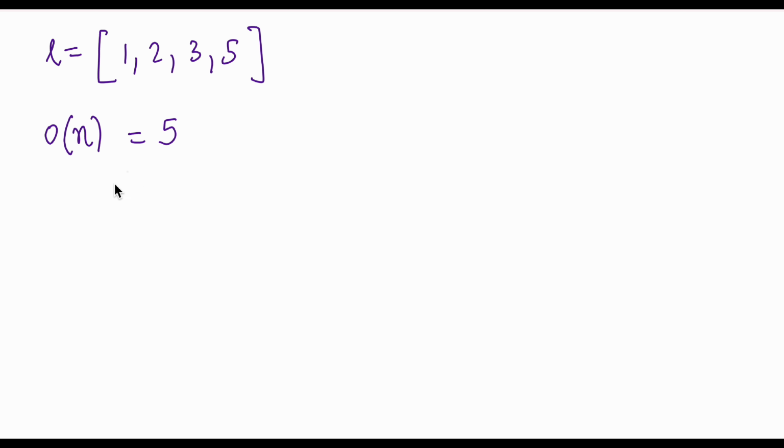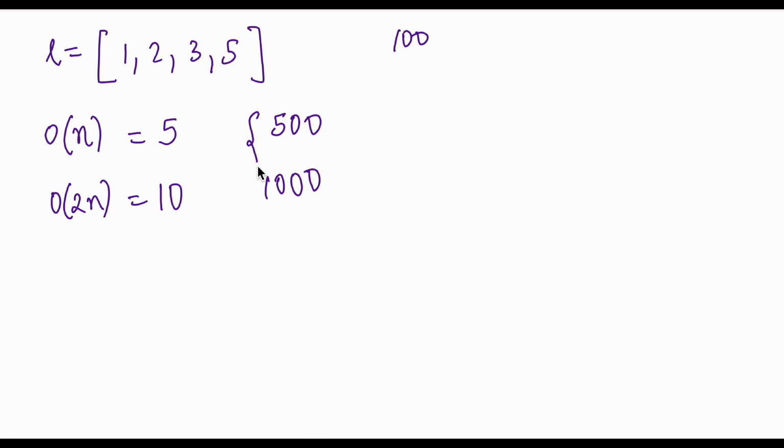For example, your list has the elements 1, 2, 3, 4, 5. There are presently only 5 elements. So let's say O(n) will have 5 operations, and O(2n) will have 10 operations. Okay, now let us say this size increases from 5 to 100. So how many operations will this have? It will have 100 for O(n), and 200 for O(2n). Now 1000 and 500 are significantly the same only when you compare.